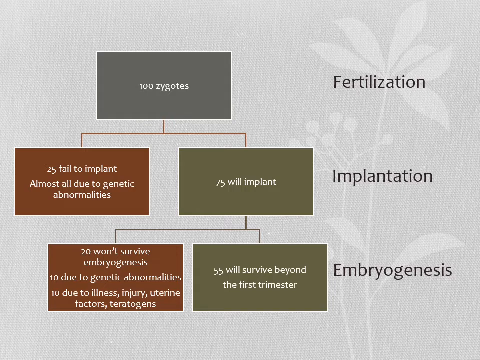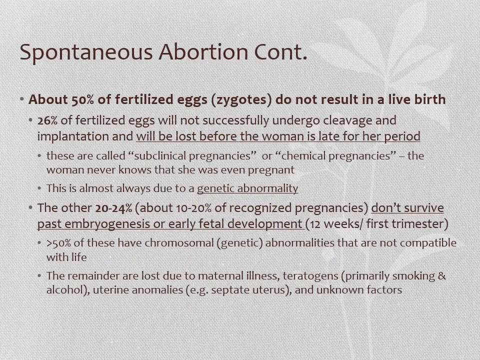So I think it's really important to take a moment to realize that when a miscarriage, a spontaneous abortion occurs, it's almost always due to a genetic abnormality. The genes that were there were not compatible with life. You didn't have enough instructions to make a future human being, and that is not the mother's fault, and there's nothing that she could have done differently to prevent the loss of that pregnancy.